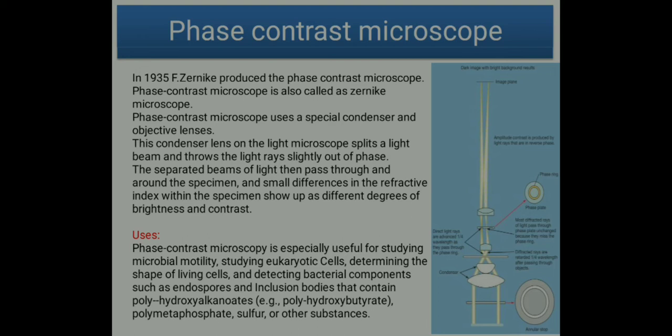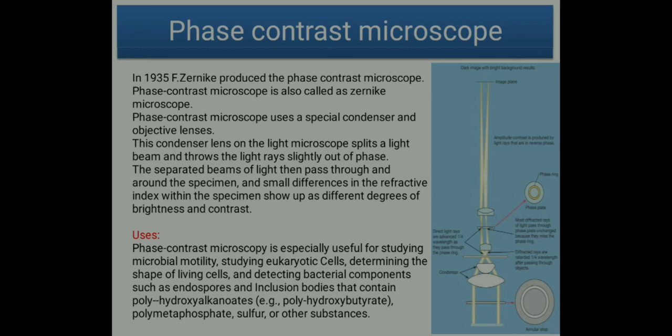The condenser lens on the light microscope splits a light beam and throws the light rays slightly out of phase. The separated beam of light then passes through and around the specimen, and the small difference in the refractive index within the specimen shows up as a different degree of brightness and contrast.